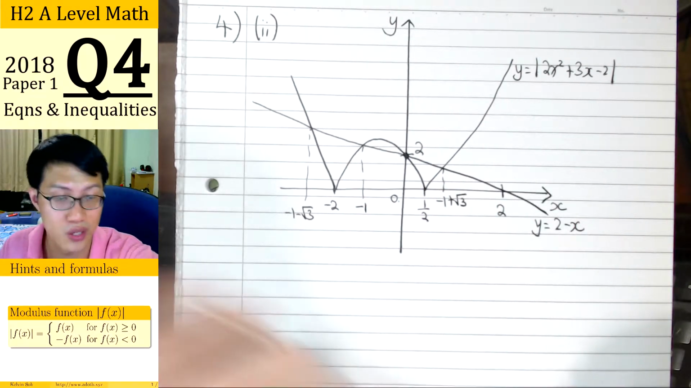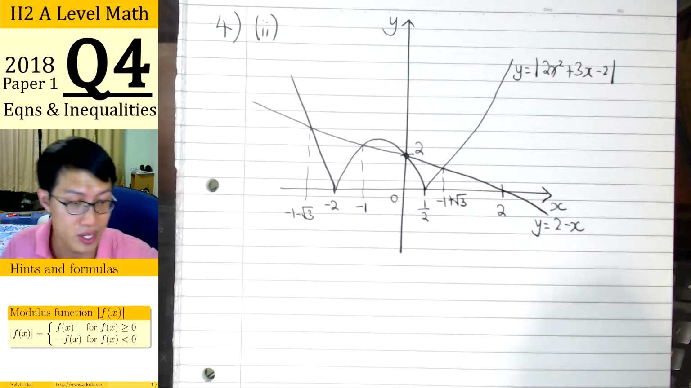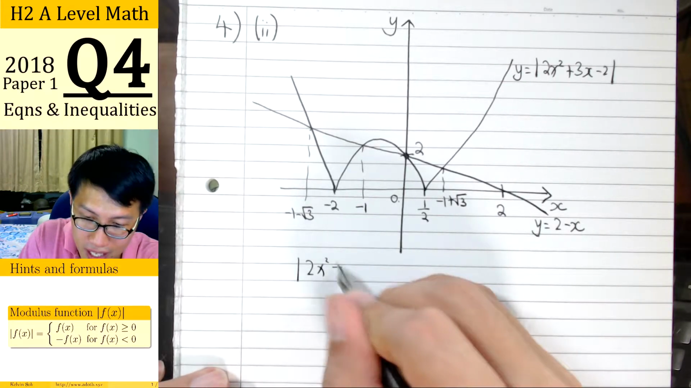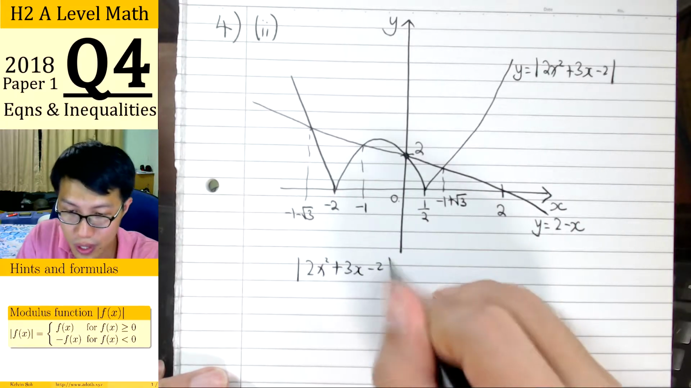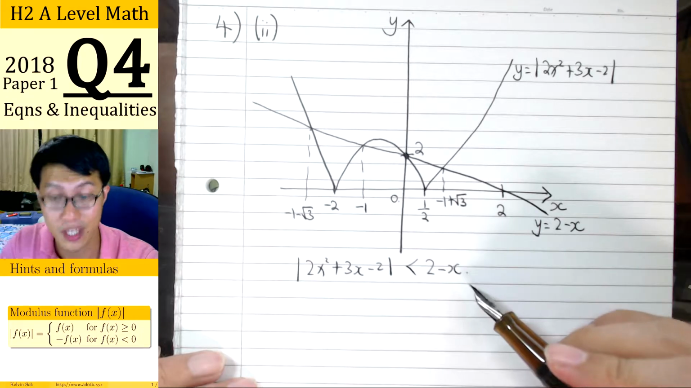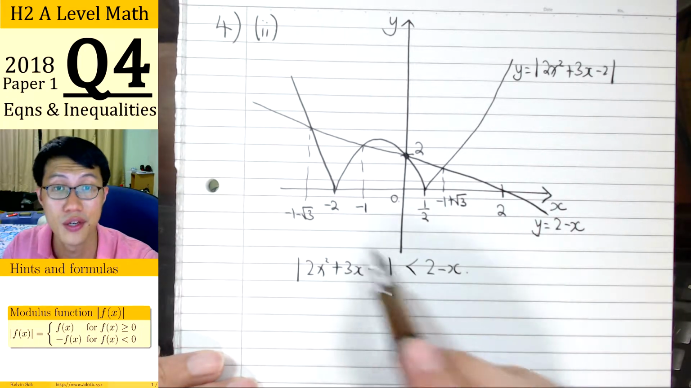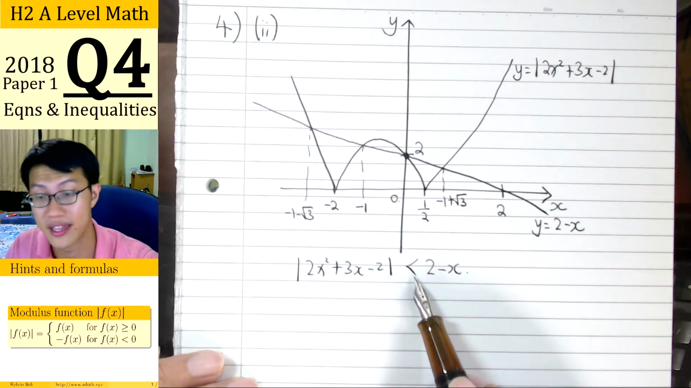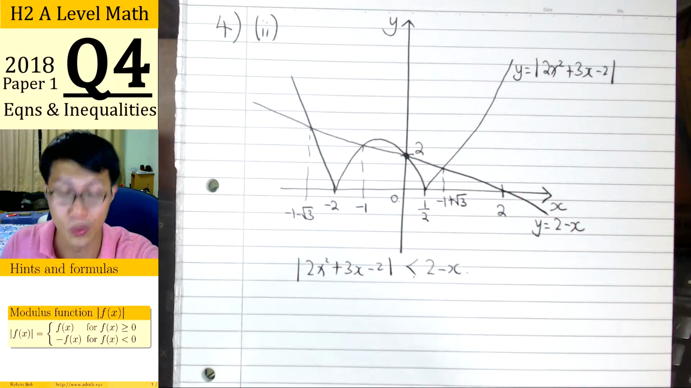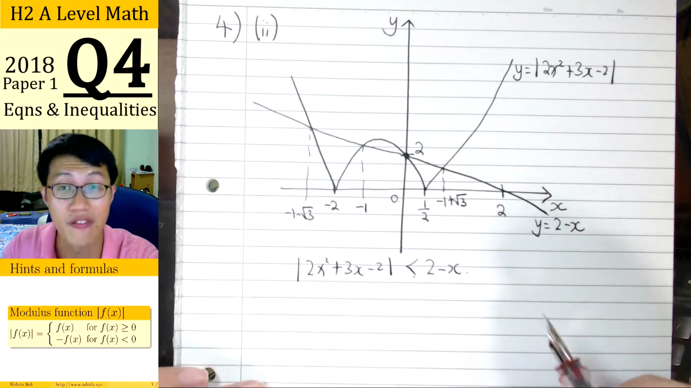So next, we are asked to solve a inequality. So the inequality asks us for modulus of 2x squared plus 3x minus 2 must be less than 2 minus x. So how do we use a graph to solve this part? We want the modulus function to be lower than the straight line graph of 2 minus x. So when does that occur for our graph?